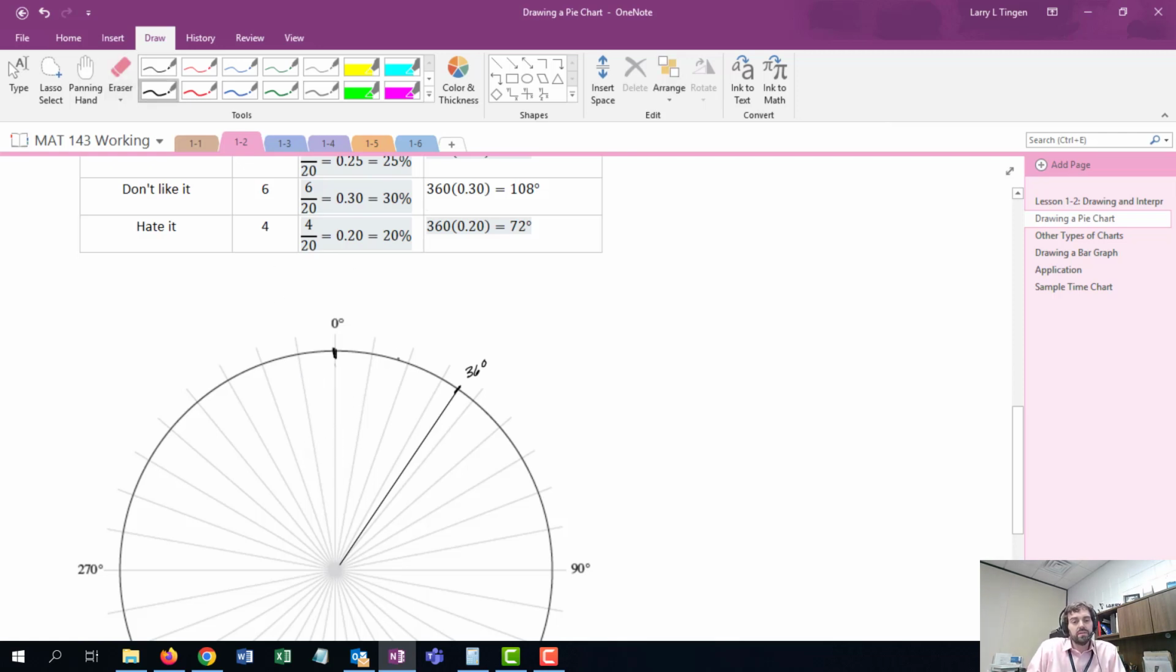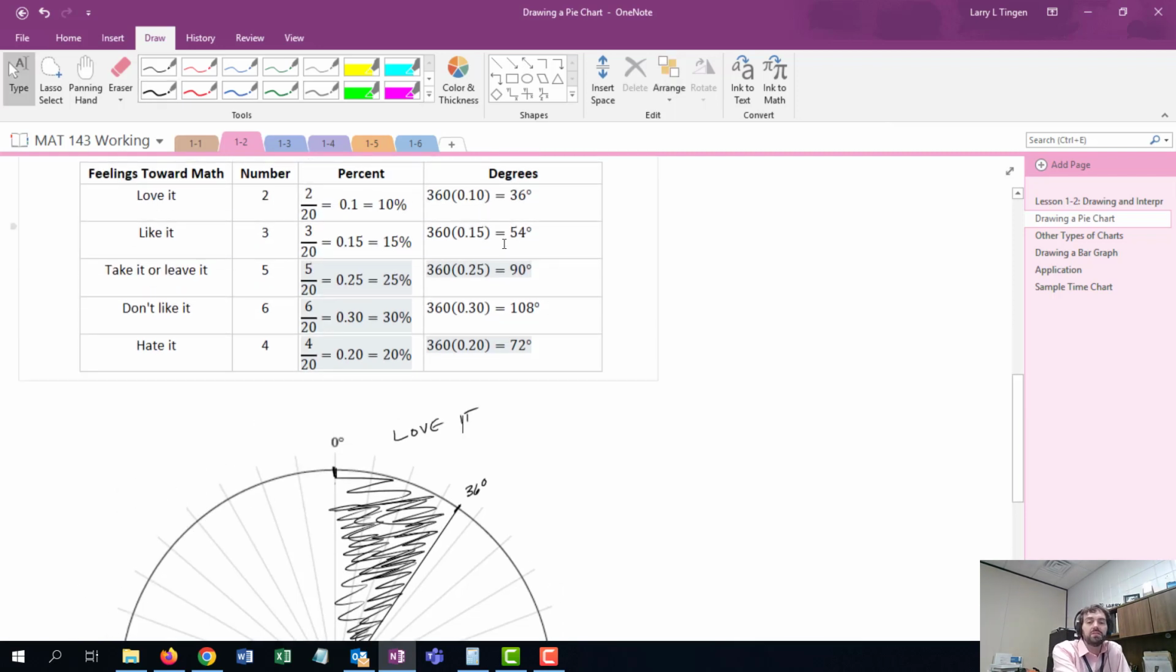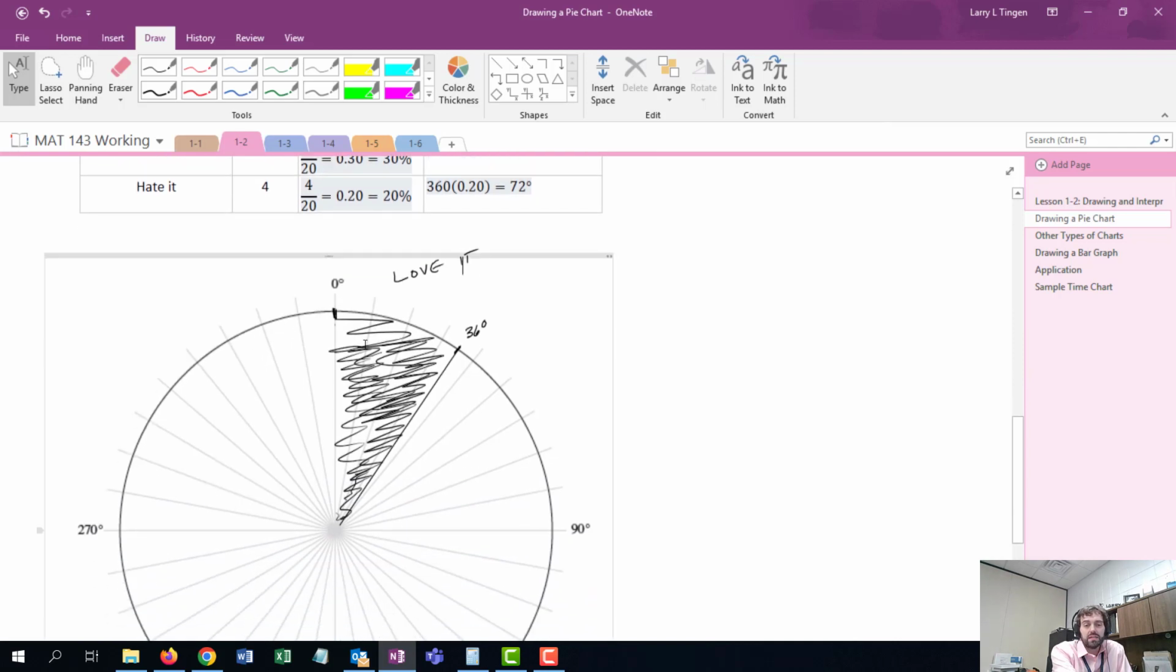So this section from 0 over to 36 is the "love it" category. All right. So next, 54 degrees. 3 out of 20 people said they liked it, so that's 54 degrees. Where does 54 degrees land? Well, I'm not starting at 0 because this part's already taken out. So how do I mark out 54?